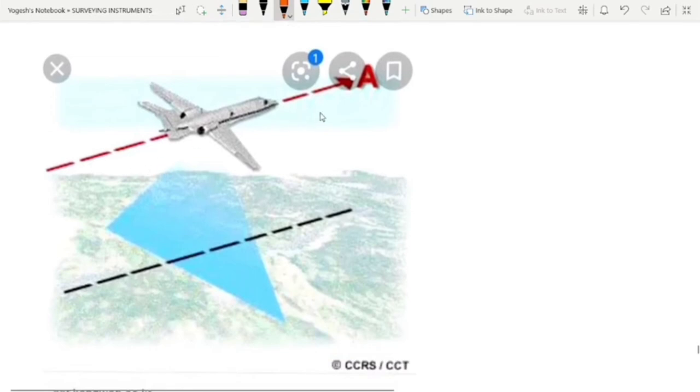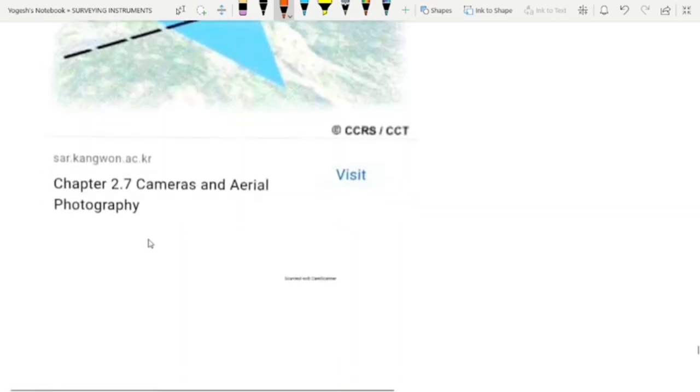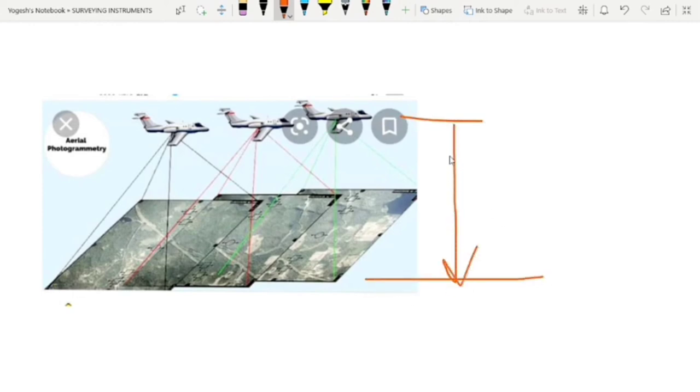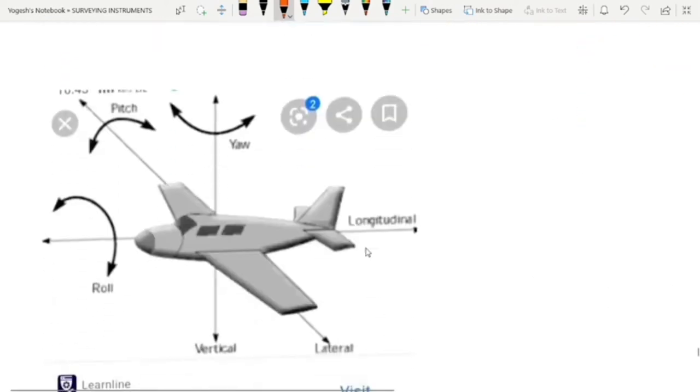This is the flying height, and this is the ground position. In between, this complete height is called the flying height.